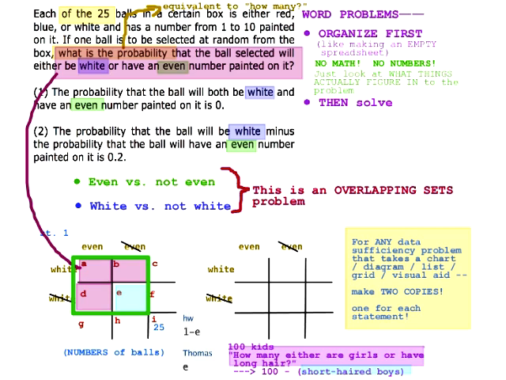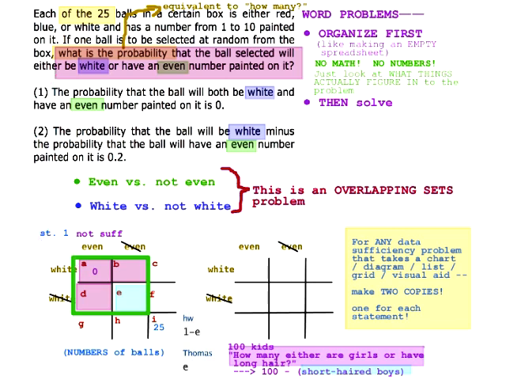So, statement 1 is telling us that there are no balls that are both white and even. So statement 1 is telling us there's 0 here. And that's kind of it. That's all that statement 1 is telling us. So that's not sufficient. There's still a whole lot of unknowns going on there.